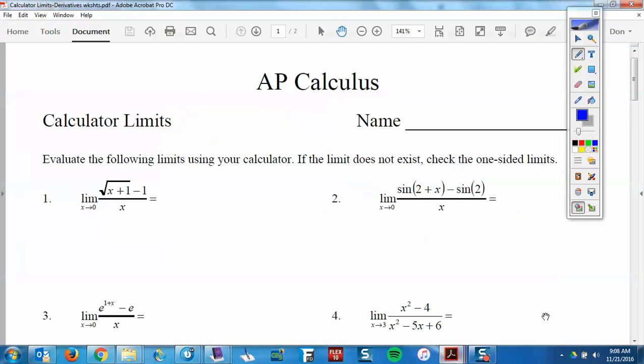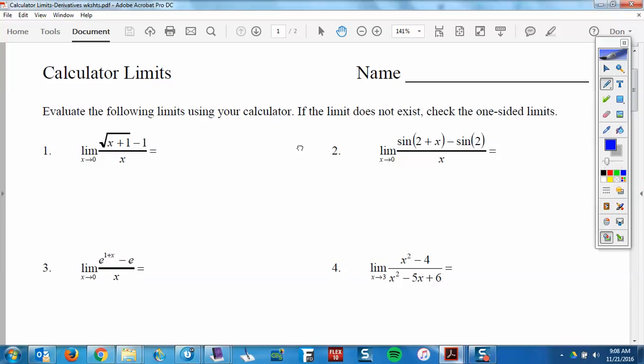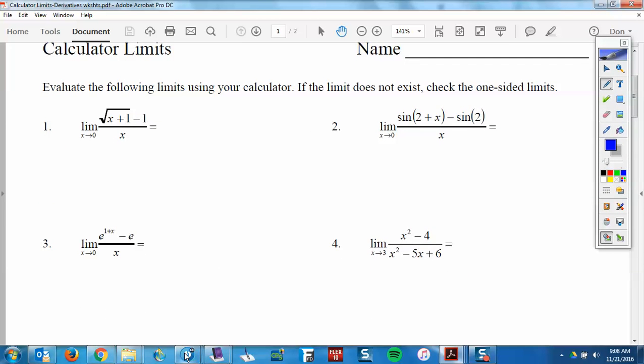All right, so last thing would be on the worksheet. Let's do one on the worksheet together, and we'll let Skylar do this one. This is on the side that says calculator limits. Both sides are calculator limits. By calculator limits, I mean you're just doing these limits using a calculator table. It says evaluate the following limits using your calculator, which means by a table. If the limit does not exist, it says check the one-sided limit. Like that example I gave you, if it was 0.5 on one side and negative 0.5 on the other side, then you would write down that it didn't exist.